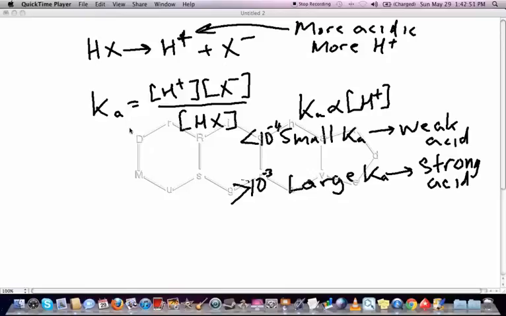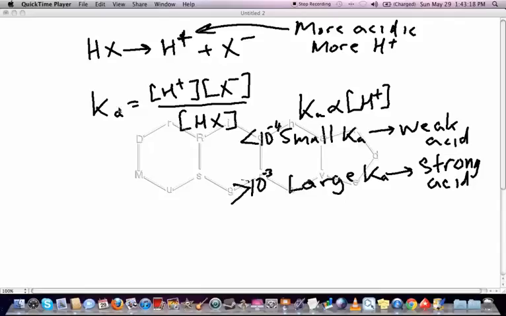This will give you an appreciation for the relationship between Ka and the concentration of H+. So let's take a look at a situation like this. We've got HX going to H plus and X minus. I think you'd all agree that something is more acidic if it produces more H plus. So if this breaks up more into H plus, then it's going to be more acidic.